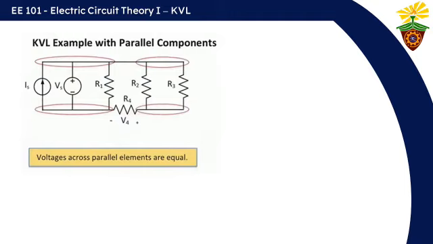So that means the voltage across this resistor is the same as the voltage across this resistor. And something to point out here is this voltage source right here is the voltage that is across this resistor and also the voltage that is across this current source.